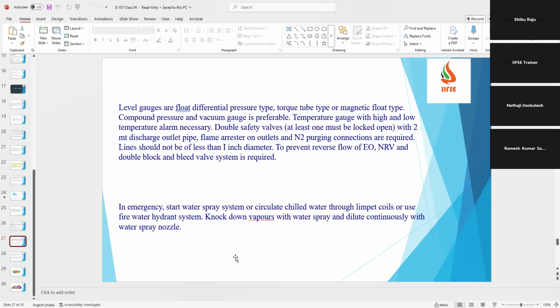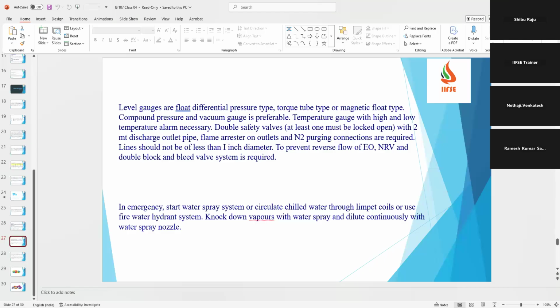Double safety valves within 2 meters distance of the outlet to the pipe, a flame arrestor on the outlet, and also a nitrogen purging connection is required. Nitrogen purging, hence, because the LEL is very low at ambient temperatures. It rapidly evaporates, so we can have N2 purging so that it can avoid the flammable mixture.